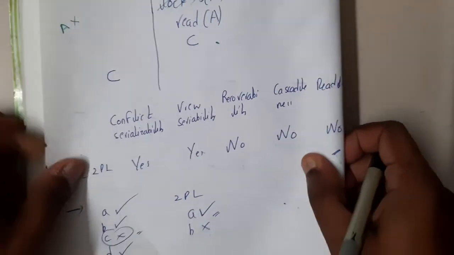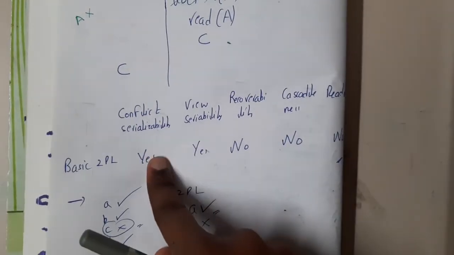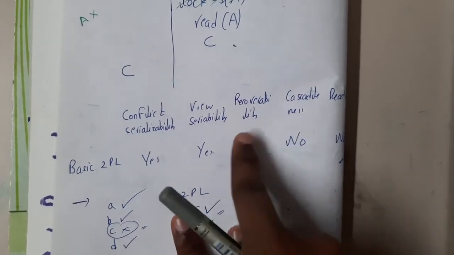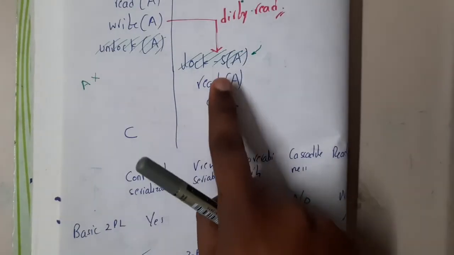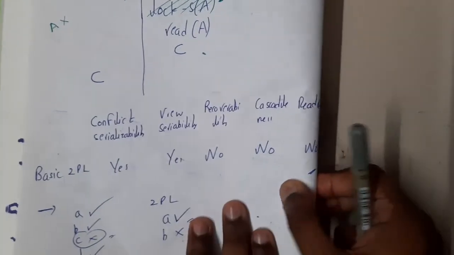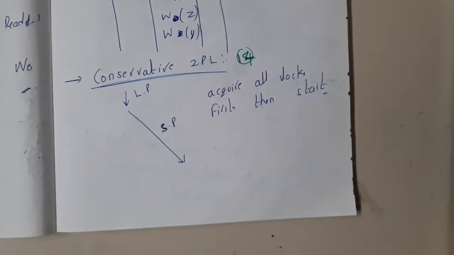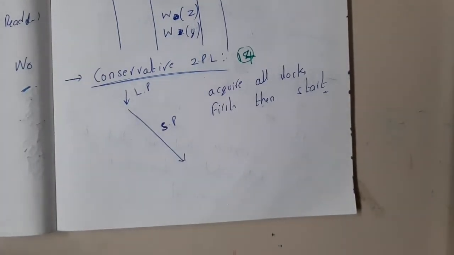Okay. So now what are the whole conclusions, guys? So the conclusion is it is conflict serializable, it is view serializable, but it is not cascadeless and not recoverable because of this dirty read. Similarly, there is a chance of deadlock also. It is not deadlock free. Got it? Yes. So this is all about traditional or basic 2PL, guys.